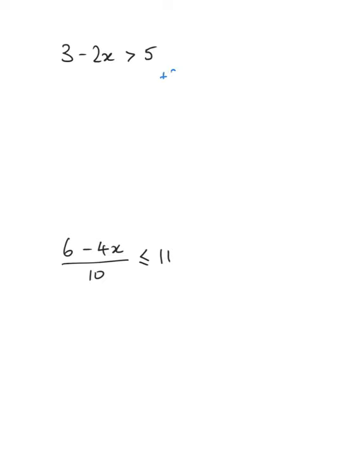So the first thing I'm going to do here is add 2x to both sides. So 3 is less than or equal to 5 plus 2x. And note now that there's no negative x anywhere. Negative numbers don't matter, it's the negative x that we don't want. I'm going to minus 5 to get minus 2 is greater than 2x. And divide by 2 to get minus 1 is greater than x.